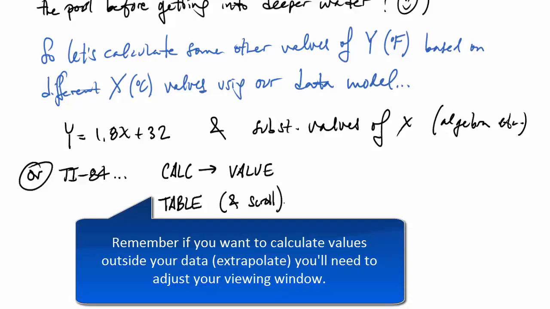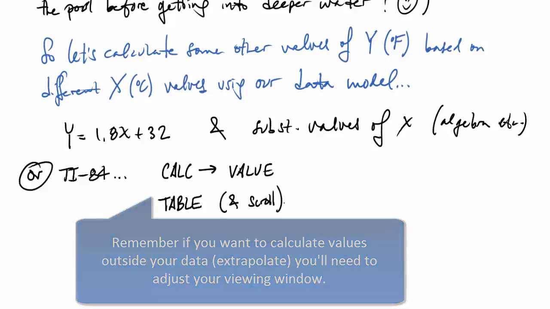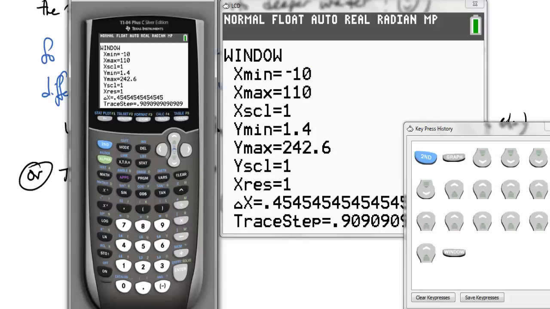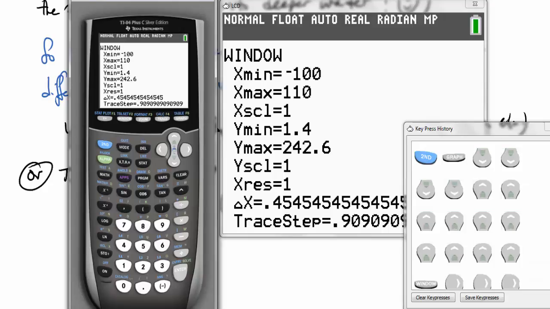Remember, if you want to calculate values outside your data and extrapolating, you'll need to adjust your viewing window, not in table but in the calculate value part. So let's see how to do that. Say for example, just press the window button, and I'll expand my window here away from -10 as the minimum value for x to some other much smaller value. So maybe -100, or more negative anyway.